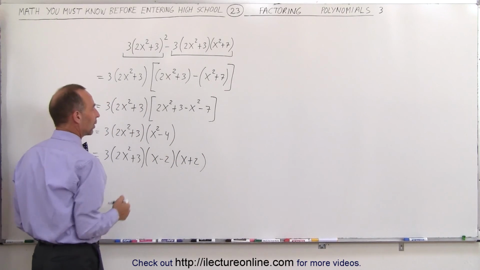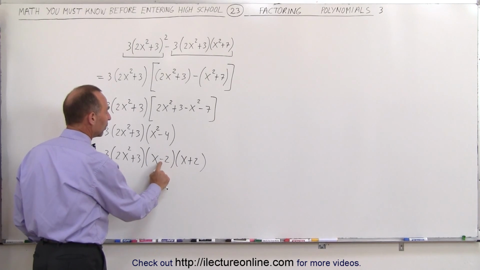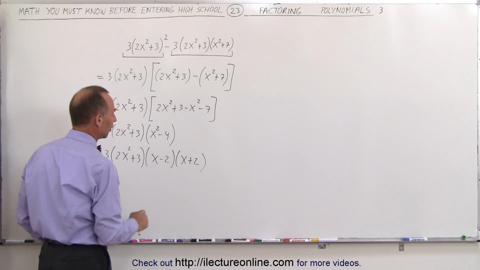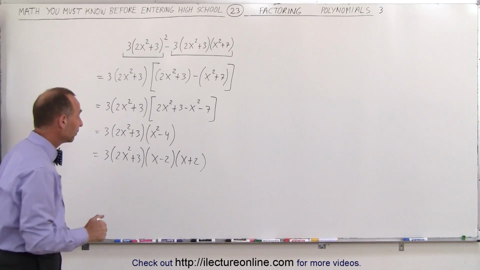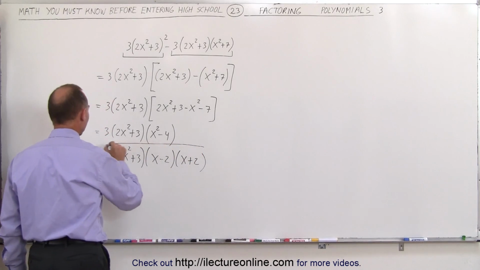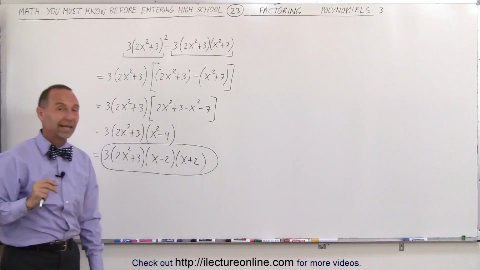Whenever you have the difference of squares like this, you have to write it as the product of two binomials. One of them will be minus, the other one will be plus. Notice when you multiply this together, you end up again with x squared minus 4, which means that this is the final factored form of the expression that we started with. And that's how it's done.